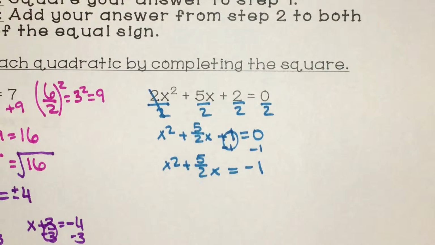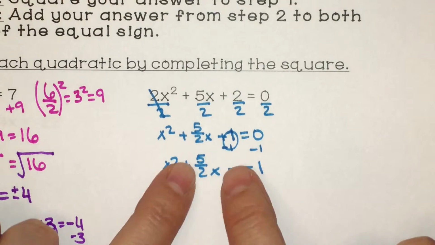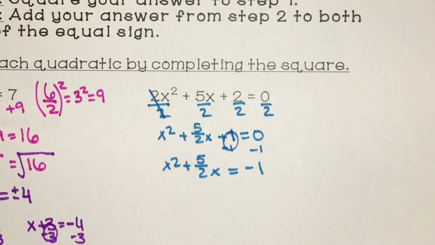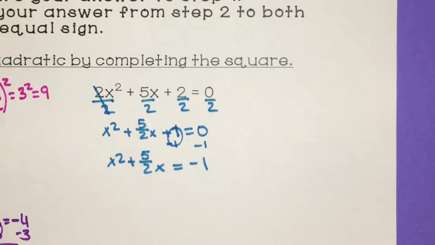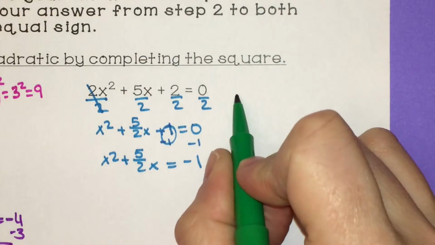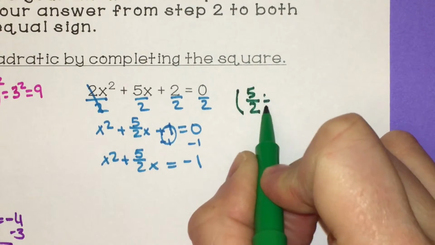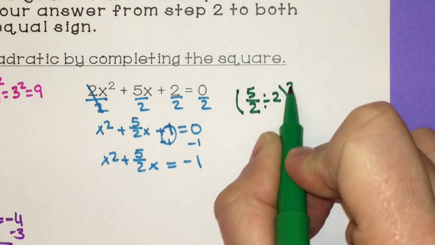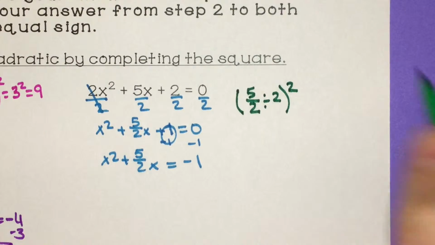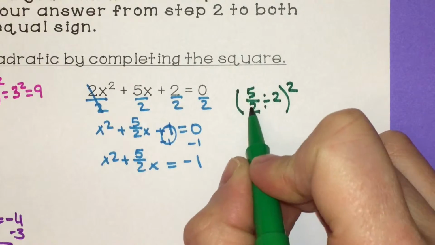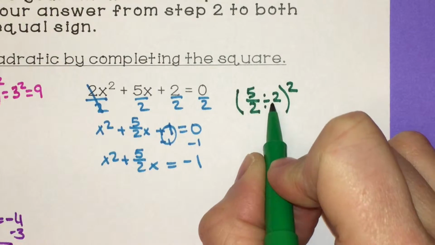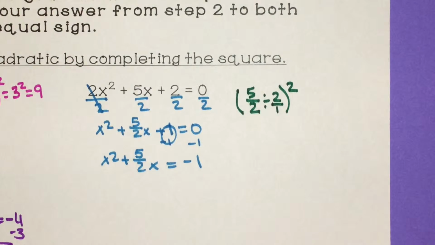Okay, so now I'm going to complete the square. I can figure out what that b value is, which is 5/2. I'm going to divide it by 2 and then square it. Well, it is a fraction, so let's think about this. My b value is 5/2. I'm going to be dividing it by 2 and then I'm going to square it. When you divide a fraction by a fraction, let's make this 2 into a fraction by putting a 1 below it. Remember, you keep it, change it, flip it.